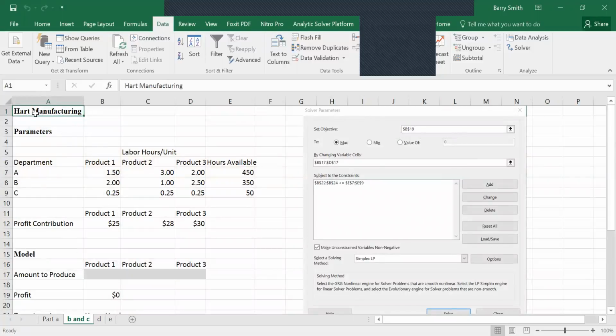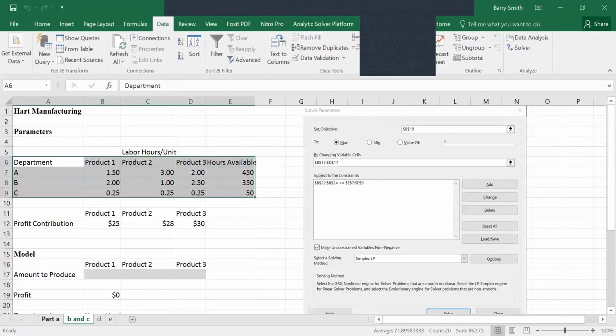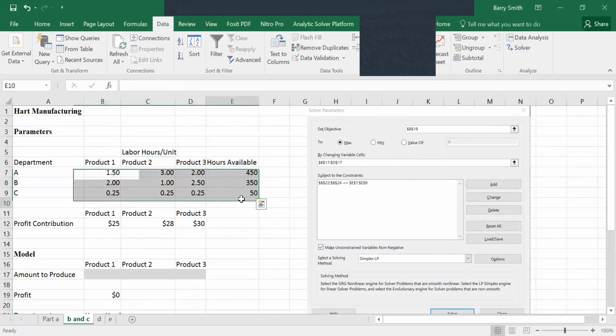So this is what we need to do. We need to set up a model. And so we have our parameters. And this is basically the same thing as we have here, except we've added the hours available, just so we have those available in our calculation. And what we need is the profit contribution. Well, that was the 25 for P1, 28 for P2, and 30 for P3. That's what we're going to maximize.